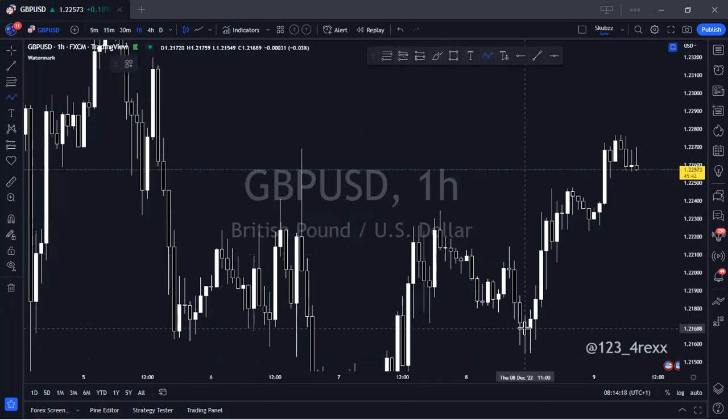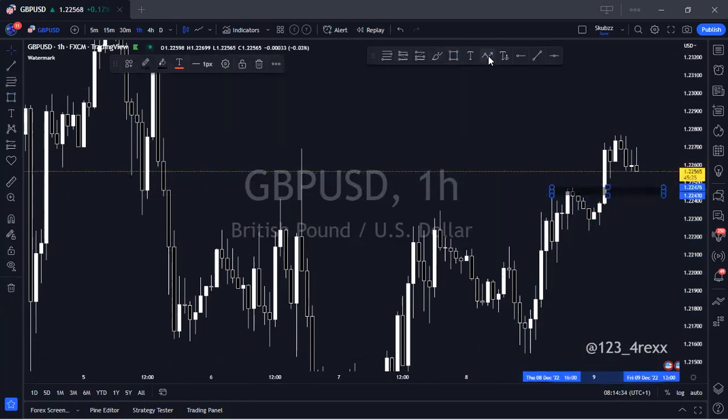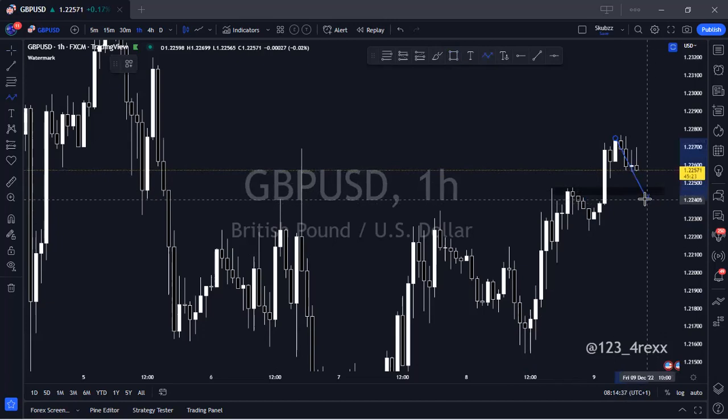So GBP USD broke out yesterday, created a higher low, and now we've created a higher high. But this is where it becomes tricky, because GBP USD has created a high. This is the resistance that was broken. Now we can look for that retest, but I don't feel GBP USD wants to retest here to continue this trend to the upside.